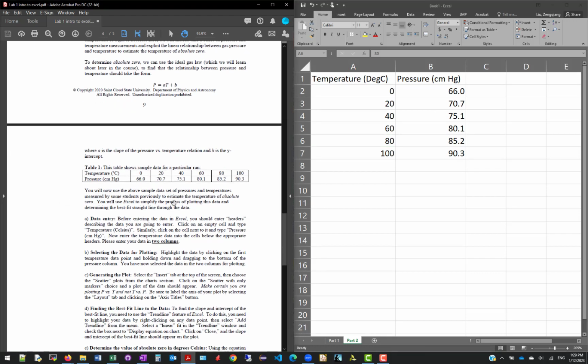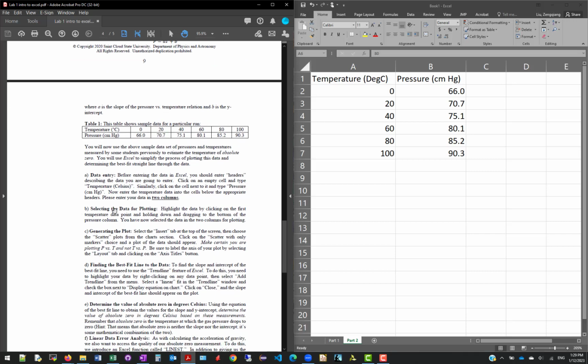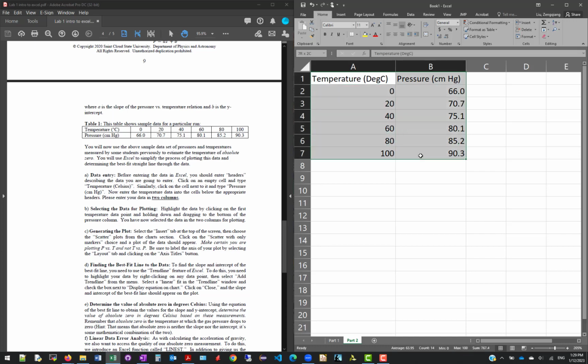So we enter into Excel, and we want to determine a fit. What actually that does is we'll keep going until we get to that part. So select the data for plotting. So what we want to select is this range of data. We are using temperature as the horizontal axis and pressure as the vertical axis. So click and select the entire 2-column worth of data.